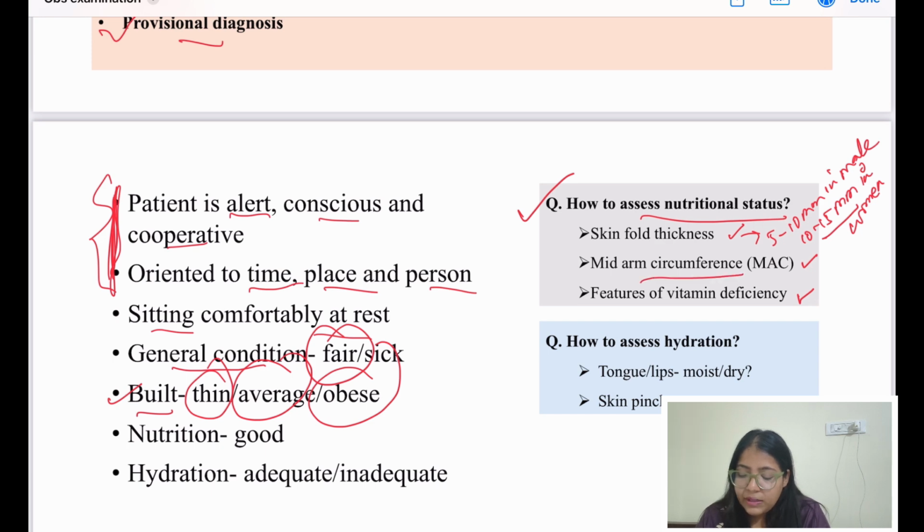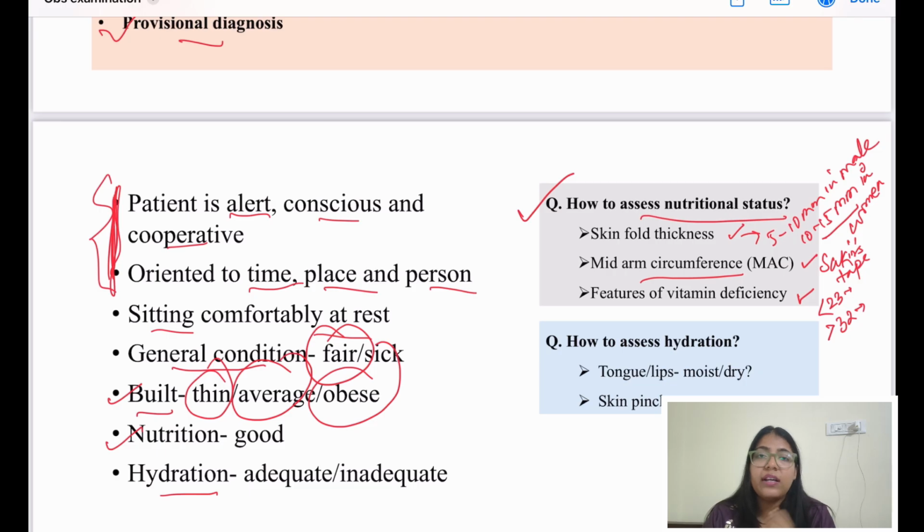Mid upper arm circumference, we take it with Shakir's tape. So anything less than 23 is decreased mid upper arm circumference, which may indicate malnutrition, and anything more than 32 indicates obesity. Okay, and features of vitamin deficiency we can see like cheilosis, stomatitis, glossitis, brittle hair, nails, etc. And nutrition, and then hydration, whether it is adequate or not.